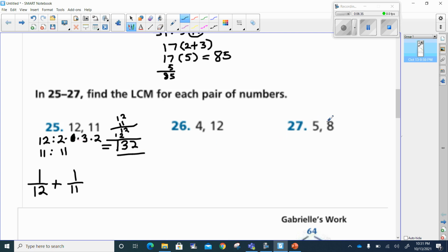Number 27, I got 5 and 8. If I break these up, 5 is just going to give me 1 and 5, right? And of course, 8 is just going to give me 2 times 2 times 2. 2 times 2 is 4, and 4 times 2 is 8. There's nothing in common up here and here to eliminate, so basically we got 5 times 8, and that means this is going to be 40. That's my least common multiple.